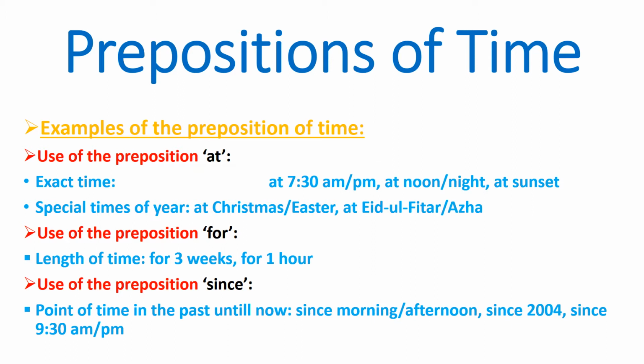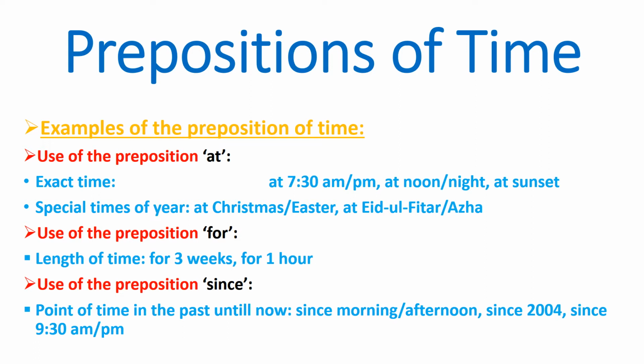And then we move on to the next example, the use of preposition for. The preposition for is used with the length of time, when we are telling about the length of time. Like we say for 3 weeks, for 2 hours, for 1 hour, 1 month, or for 1 year. What is the period of time, the length of time you want to express in your sentence.